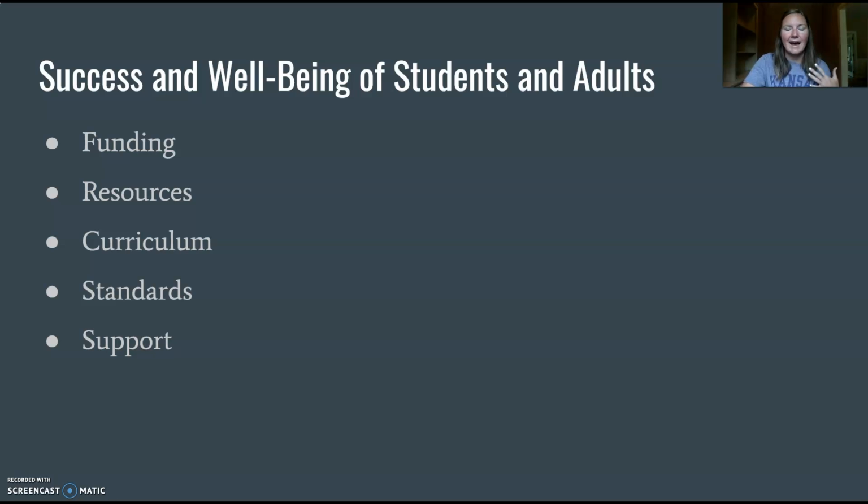So these 3 levels, how do they provide success and well-being for our students and adults and staff? The funding is huge, of course. Providing resources for us, our curriculum, like we talked about earlier, the standards, so we know kind of what we're going to teach and what our students need to master, and support, which is so big, and us as educators and teachers know just how important it is to have support from our communities and other people out there. So those I found were the 5 most important success and well-being attributes that they bring for us.